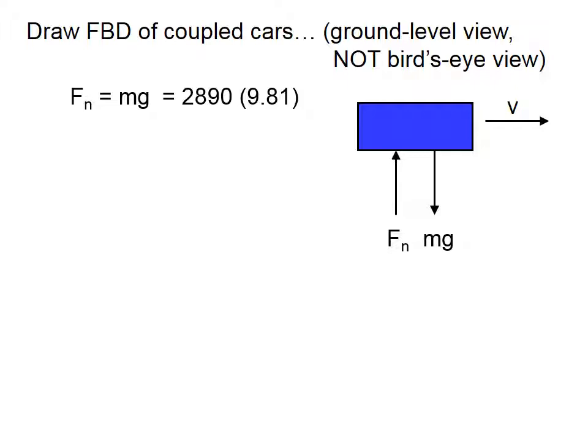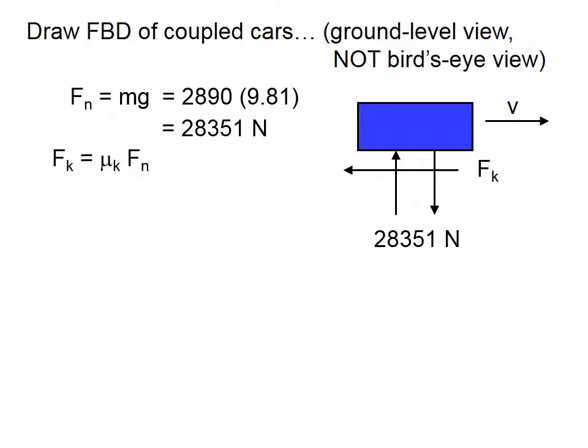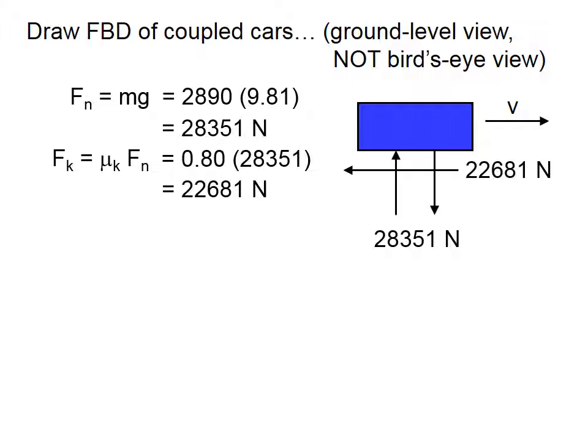The combined mass of these cars is 2,890 kilograms multiplied by g of 9.81. That gives us a normal force and a weight of 28,351 newtons. Since these cars are sliding to the right, there must also be friction, kinetic friction. Kinetic friction, as we learned in Newton's laws, is always equal to the coefficient of friction times the normal force. Well, the coefficient of friction is given as 0.8, and we know the normal force, so now we know the value of the friction force.